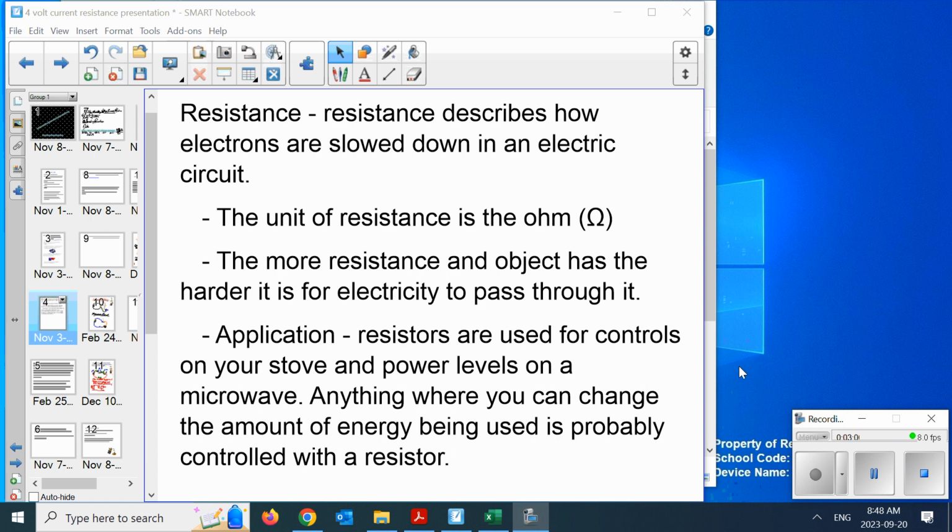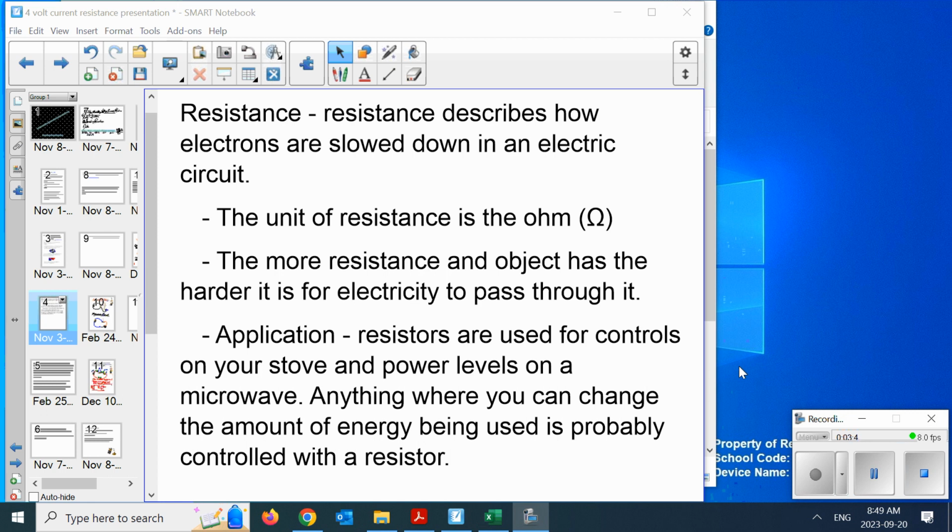And the applications, there's a ton of them. You might have heard of resistors if you're doing something in electronics, but here's just a couple. Controls for your stove, power levels on your microwave. There's tons, man. We're doing some notebook days here, that's all. Anything where you can change the amount of energy being used is probably controlled with a resistor. And there's variable resistors, like an up or down, like you can increase or decrease the amount of energy your device receives. We'll just leave it at that.